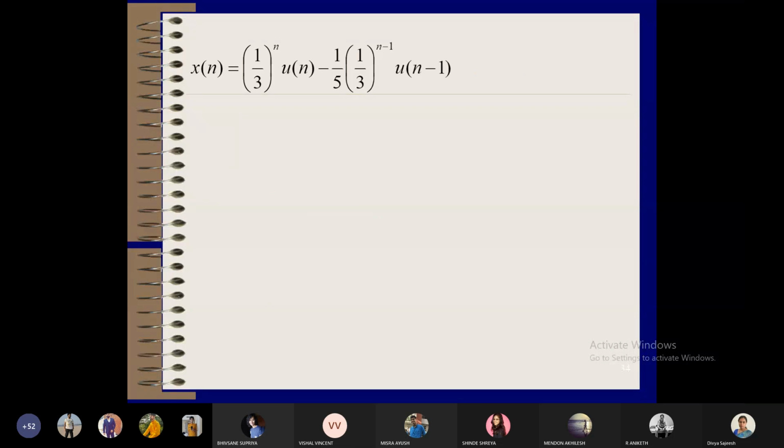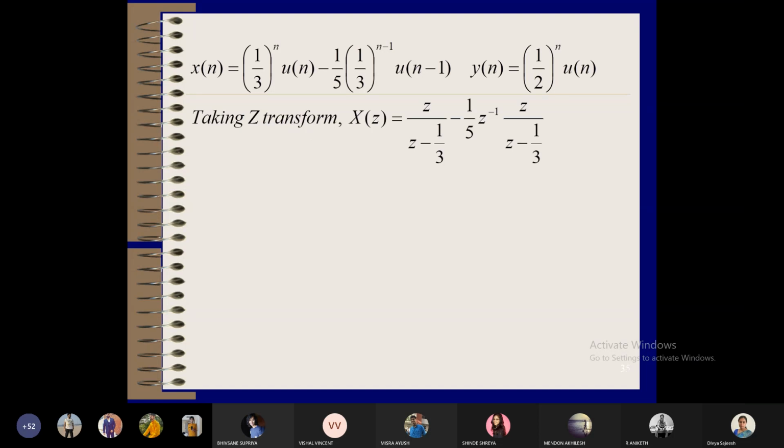Now x of n is given, y of n is given. Now taking the z transform of the input signal, that is x of n. If I take the z transform, I will obtain a raised to n u of n. What is the z transform of a raised to n u of n? Z upon z minus a. Okay, so a is 1 by 3, so z upon z minus 1 by 3.